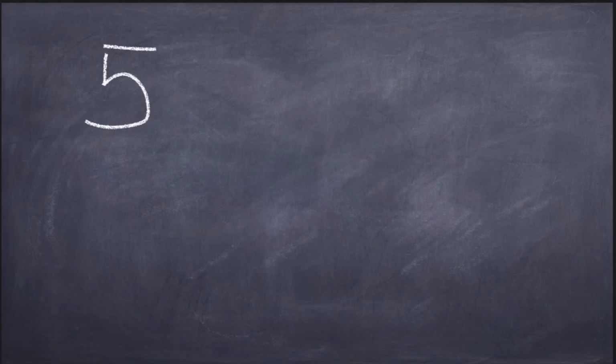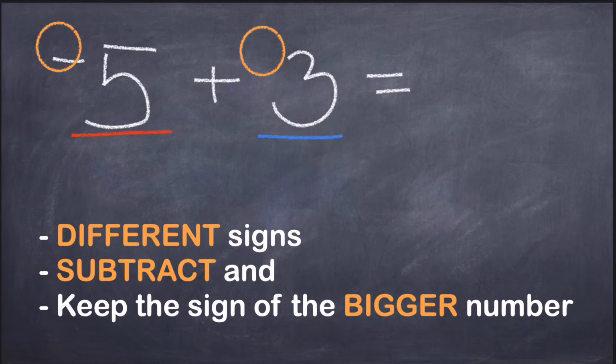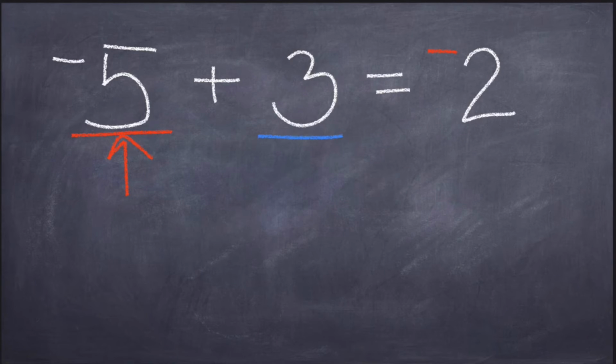Okay, it's time for a change-up. How about -5 plus 3? When there's no sign, you know that 3 is positive. Here we have different signs. One's negative, one's positive. Cue the song. Different signs subtract. Keep the sign of the bigger number. So we're going to subtract the numbers, 5 minus 3, and then we're going to keep the sign of the bigger number. 5 is a bigger number than 3, so we keep the negative. So -5 plus +3 is equal to -2.